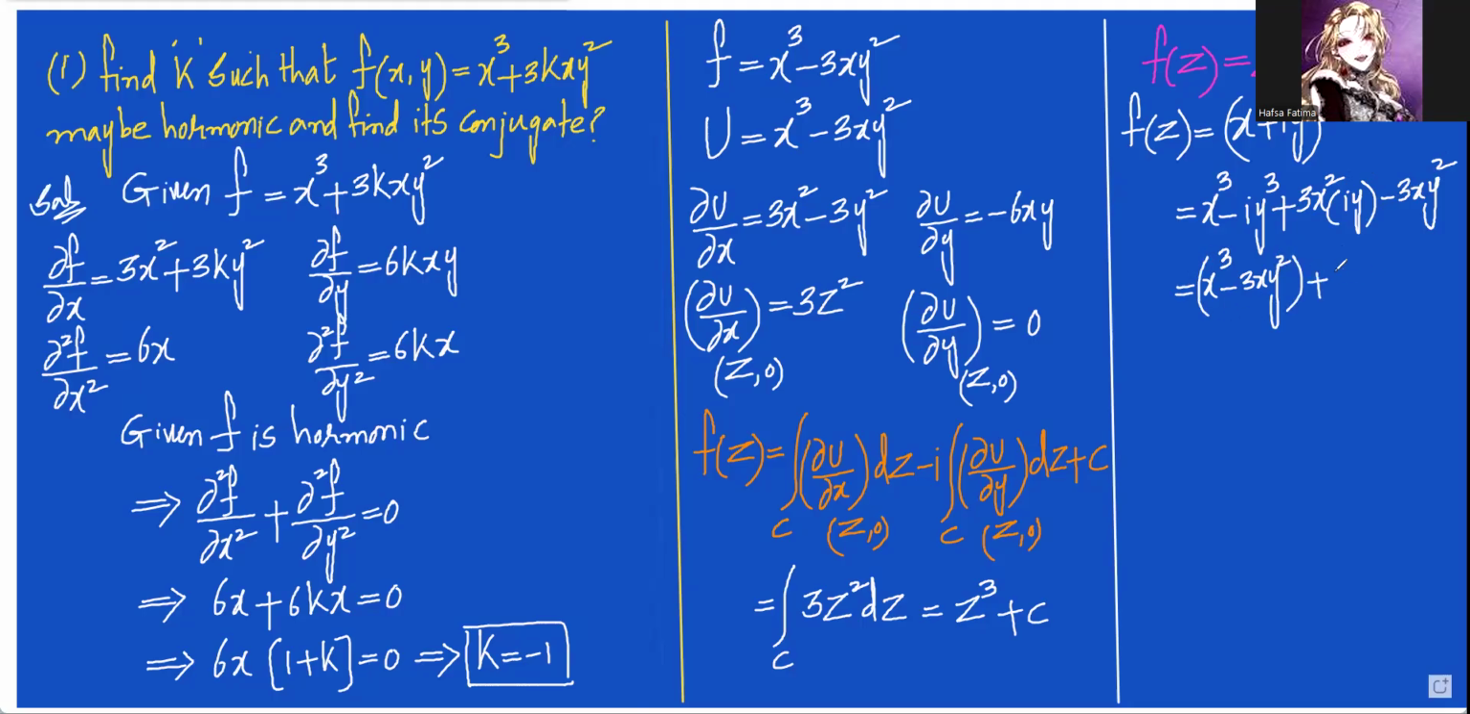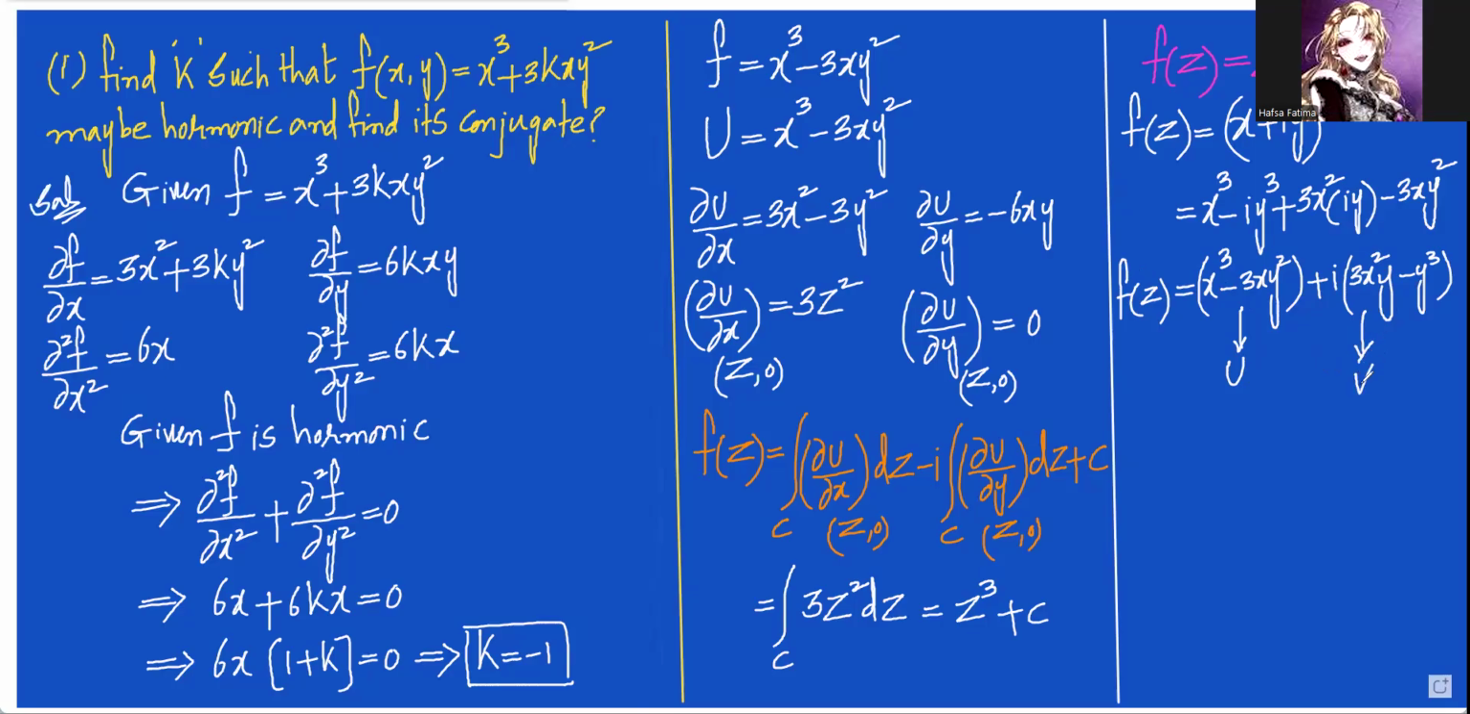And if you take plus i common, what will we get? 3x square y minus y cube, with i outside. This is our f of z. So you can see our u is this only. This is our u value, and this is our v value.